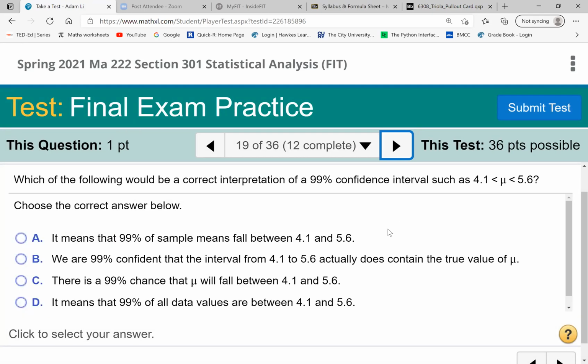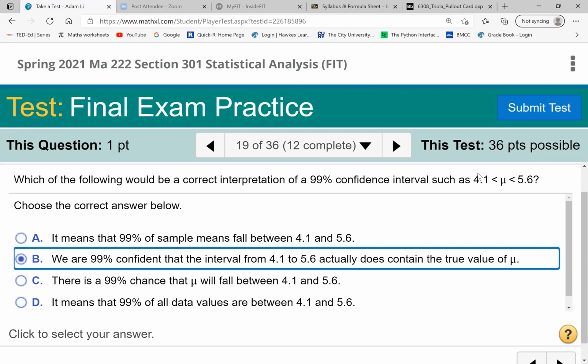Now, which of the following is the correct interpretation of a 99% confidence interval, such that the population mean mu is greater than 4.1 and less than 5.6? So 99% confidence indicates we are 99% confident that the interval from 4.1 to 5.6 actually does contain the true value of the population mean mu. Okay, that's exactly the interpretation of this confidence interval, right?